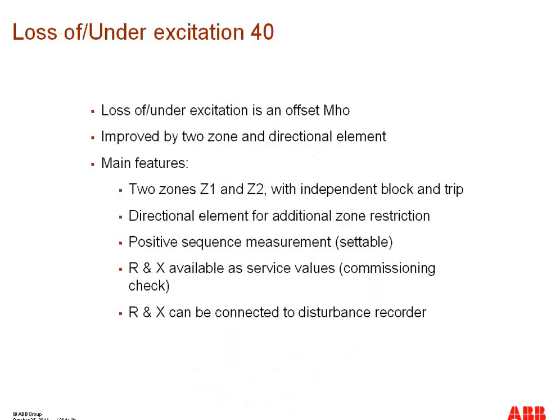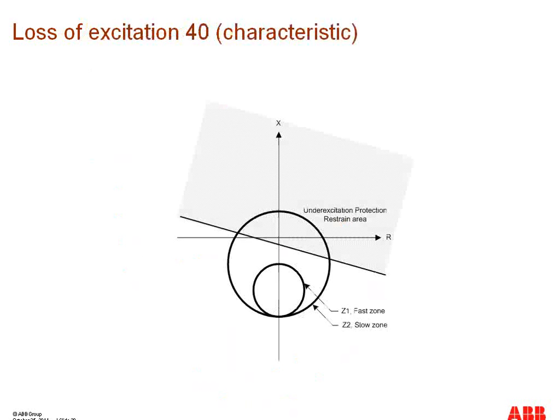The loss of field or under excitation protection has an offset MHO characteristic, and it essentially has two zones, Z1 and Z2, which are combined with the directional element, and it measures the apparent impedances seen out from the generator. And we will have a look at it.